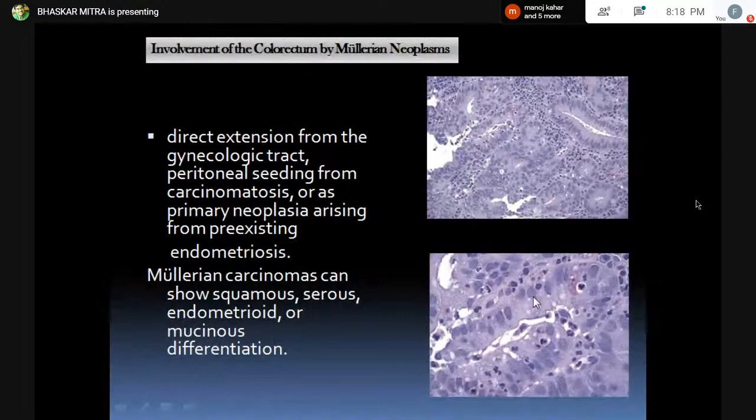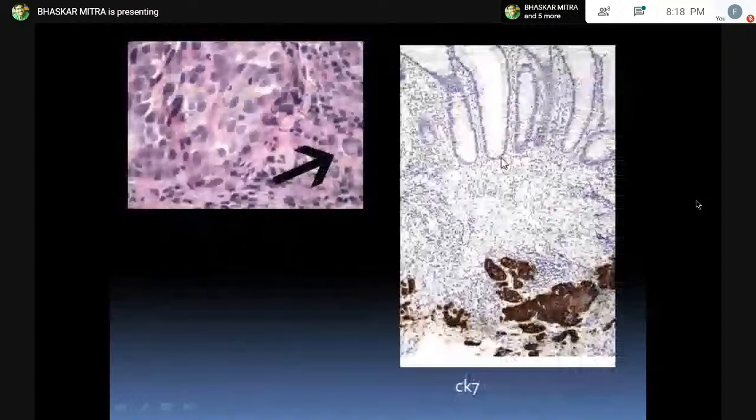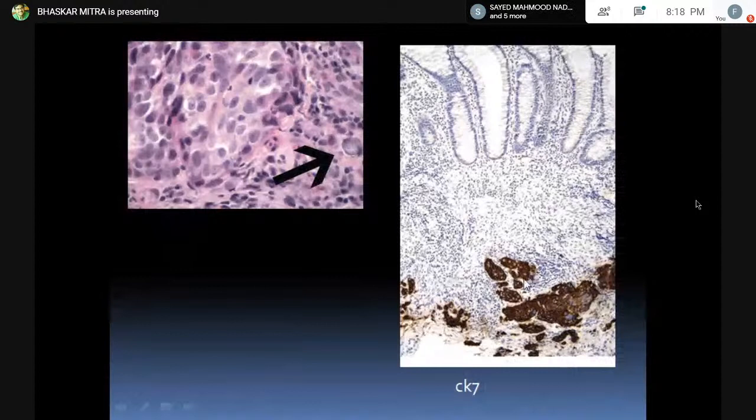We have to take certain points. If we see psammoma bodies, particularly in serous carcinoma, it will be helpful, or else we have to go for immunohistochemistry. Usually, these Mullerian neoplasms are CK7 positive, PAX8 positive, but the colorectal primaries are usually CK7 negative, CK20 positive, and PAX8 negative. So these are the important points we have to look at before calling any Mullerian neoplasm a primary colorectal one.